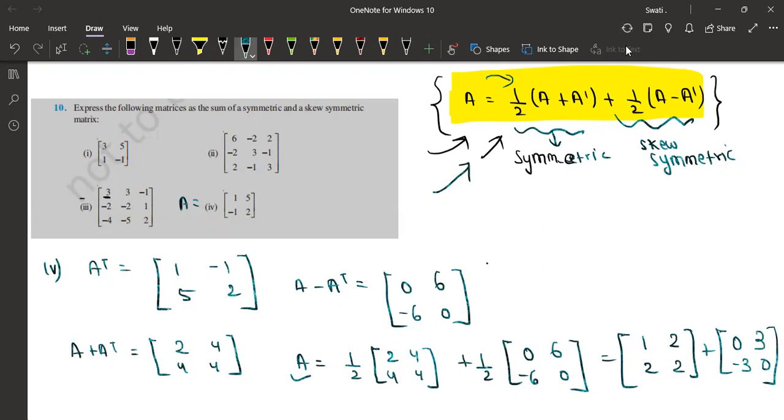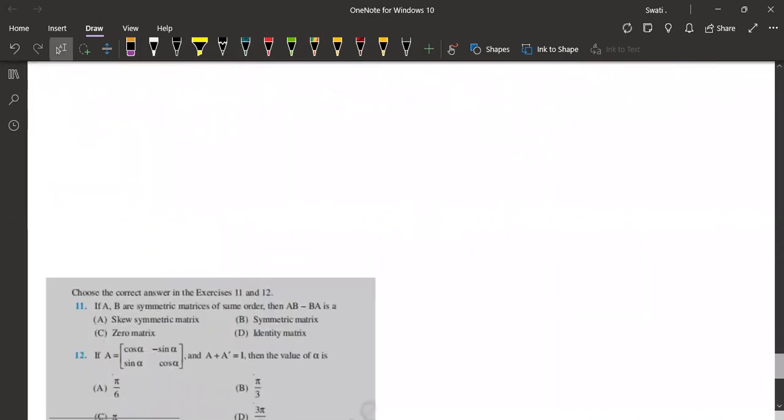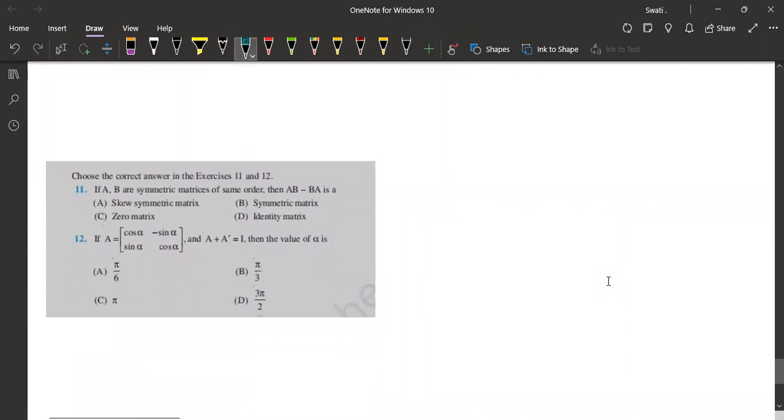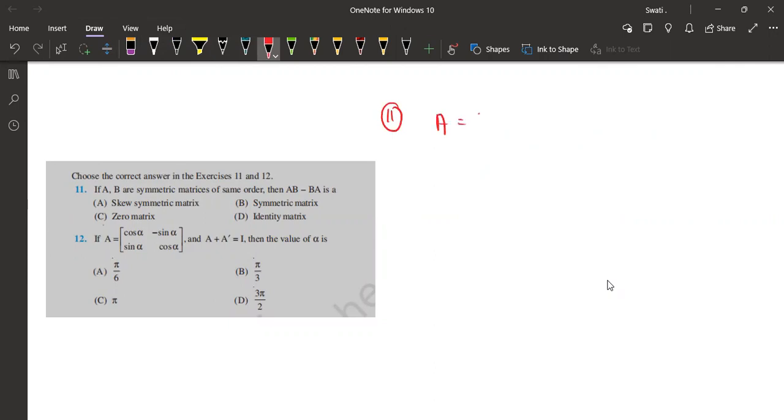Now it's time to do the last two questions. So let's quickly do the last two questions, and both the questions are MCQs. In the first question, we have a matrix. It is saying choose the correct answer in the exercises 11 and 12. If A and B are symmetric matrices of the same order, then AB minus BA is a skew symmetric, symmetric, zero matrix, identity matrix. Let me tell you, I'm going to solve this particular question by taking an example. So for the 11th one, imagine I have a matrix given A.